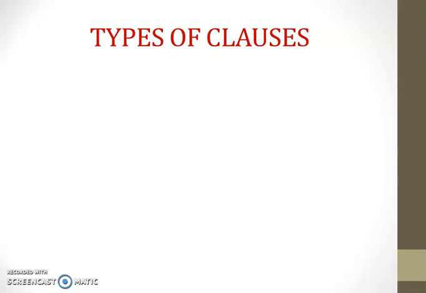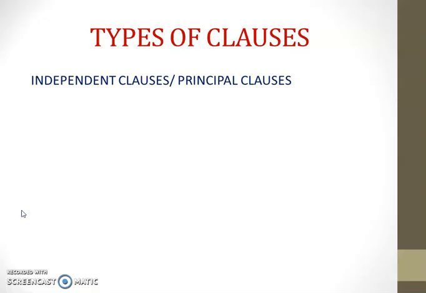Now we are going to discuss the different types of clauses. So this is a classification which we have already seen, that is the classification of clauses into independent clauses and dependent or subordinate clauses. We have already discussed that classification once, but let's take a look in detail into that classification. So the first type is independent clauses or principal clauses. As I already told you, they are clauses that can stand alone as sentences. They can stand alone as independent sentences.